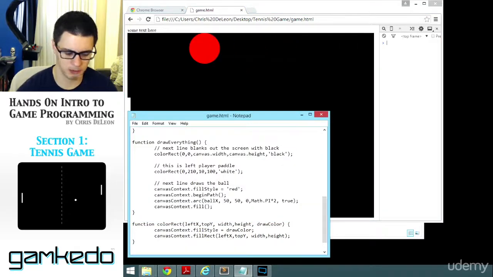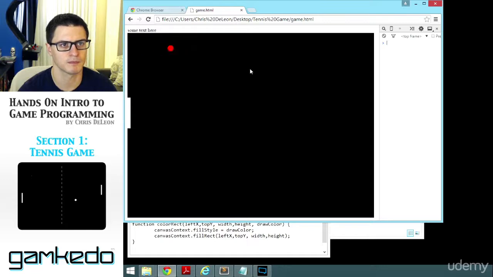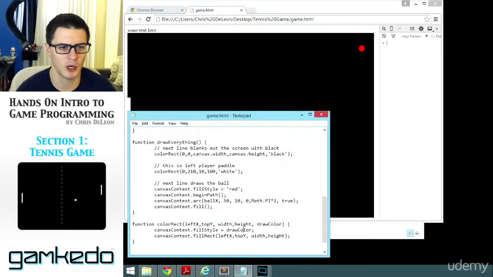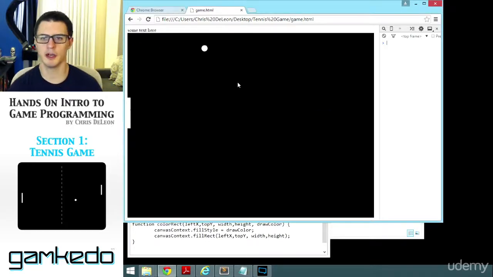But let's make the ball 10 tall. We have a ball. Let's also make it white. While we're at it, we want to eventually make the ball white anyhow. And there we go. We have a circle.